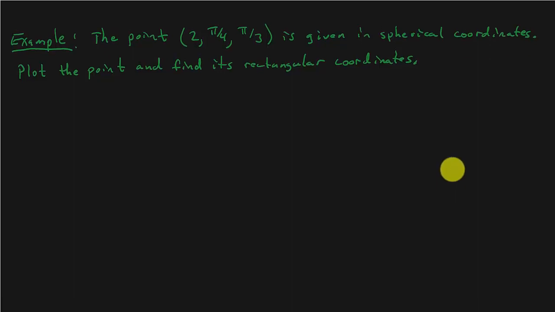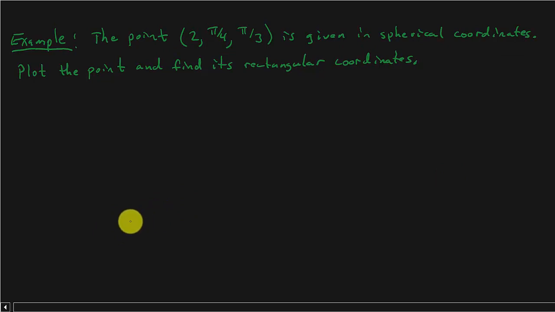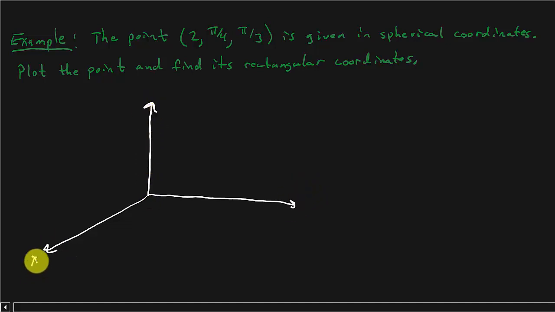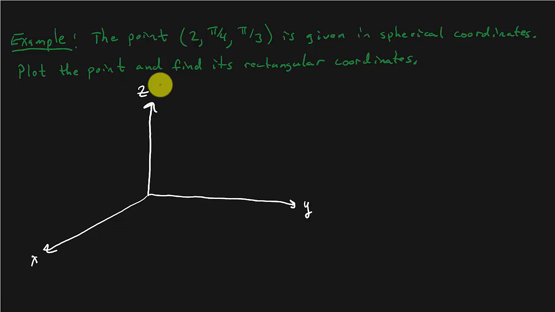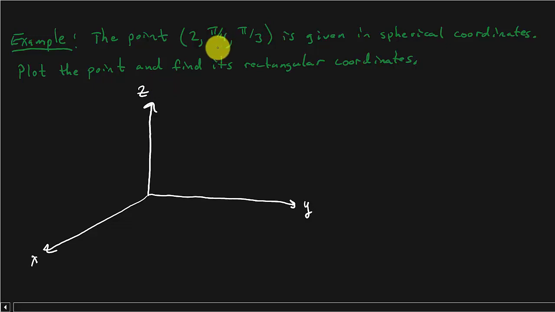All right, so we've got our x-axis, our y-axis, our z-axis. So there's x, y, z. All right, so rho, that's 2. That's going to be the radius. That's how long it is, the line. Pi over 4 is theta. That's the angle off the x-axis. Pi over 3, that's phi. That's the angle off the z-axis.